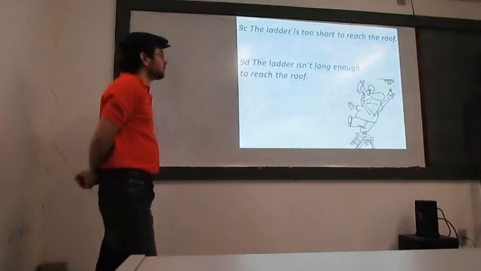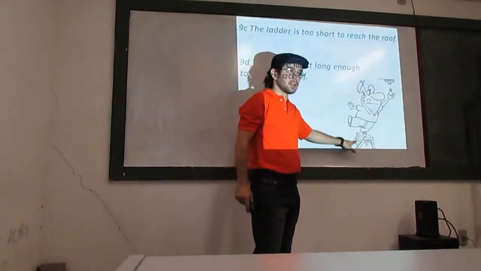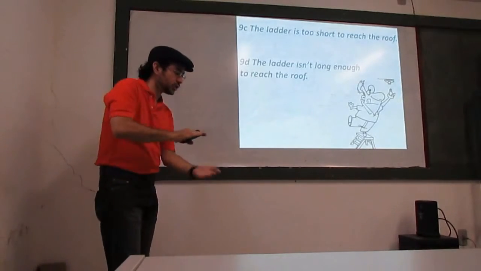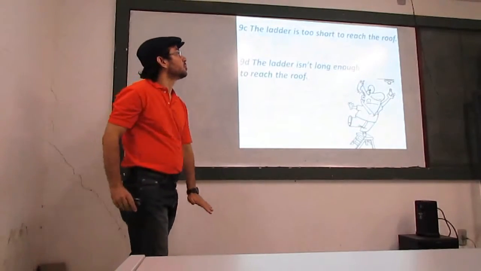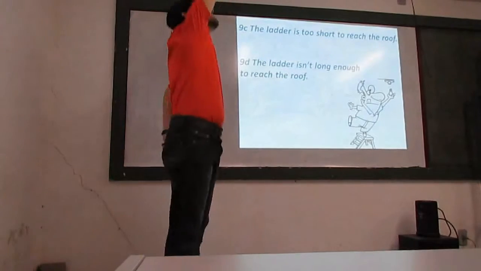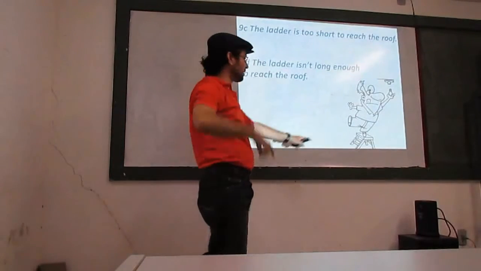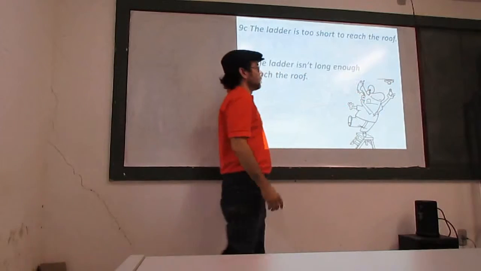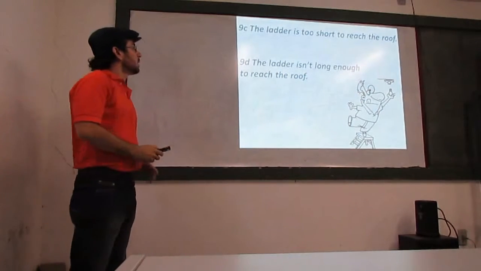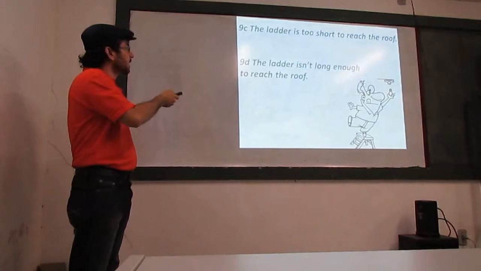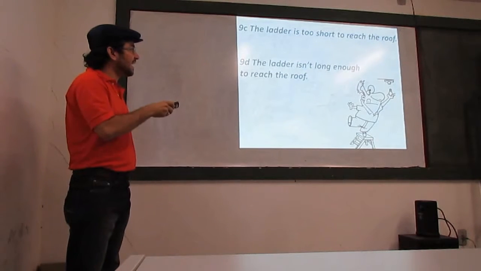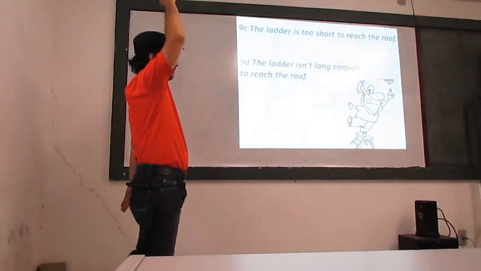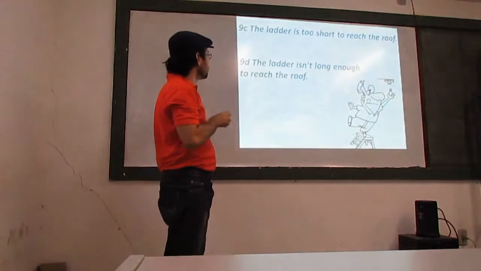9C. The letter. Letter is like this. Okay? The letter is too short to touch or to reach the roof. Okay? 9D. The letter isn't, in the negative way now, long enough to reach the roof.